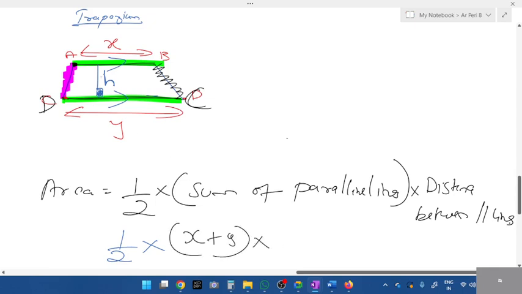Distance between them. What's the alphabet I've given? They might give any alphabet. Just remember this: sum of parallel lines into the distance between them. So for trapezium, always height will be given. If not, we need to find. I'll teach you all how to find. First, copy this formula. Half into sum of parallel sides into height.